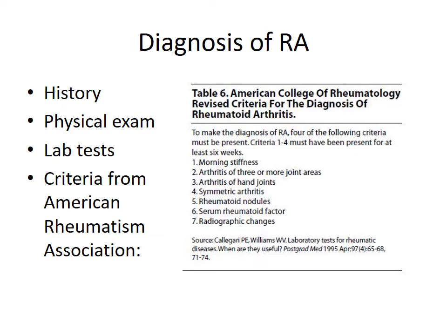So this is diagnosed with a history, physical, and then the criteria from the American College of Rheumatology. To diagnose RA, 4 criteria are present for at least 6 weeks. The choices of criteria involve morning stiffness, arthritis in 3 or more joint areas, arthritis of the hands that is symmetrical, rheumatoid nodules may occur. These are little bumps. You may see something called rheumatoid factor that shows up in the bloodstream, and then changes on radiography that you can see with X-ray.